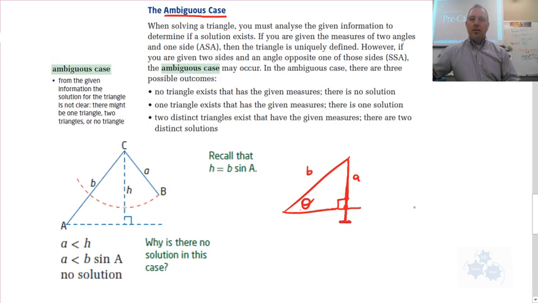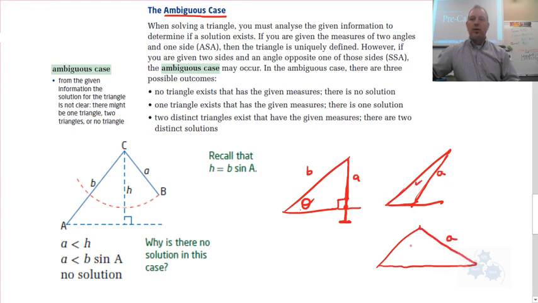And the triangles might look like this. There's your B, there's your angle, and here is your A. So this triangle right here. Or this one right here, where you have this B, you have this angle, and then you have this long A over here. So A could be there, or A could be there, and you have one triangle, 2 triangles. That's the ambiguous case.